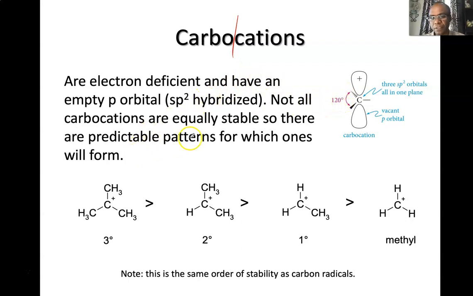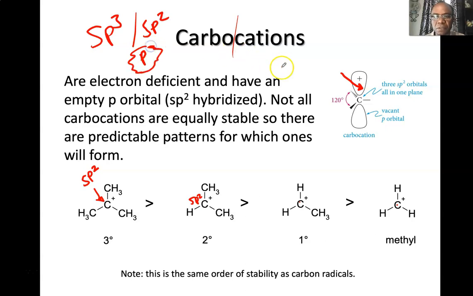So one thing you should know is that the carbocation will only have 3 bonds around it. So there are 3 electron domains, so it has to be sp2 hybridized. All these guys are sp2 hybridized. If they are sp2 hybridized, then they should have a p orbital which is empty. If you compare sp3 to sp2, the difference is a p orbital.